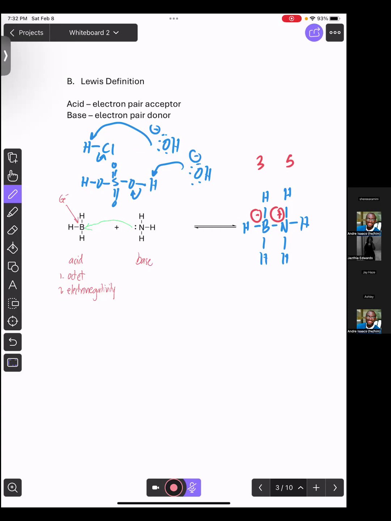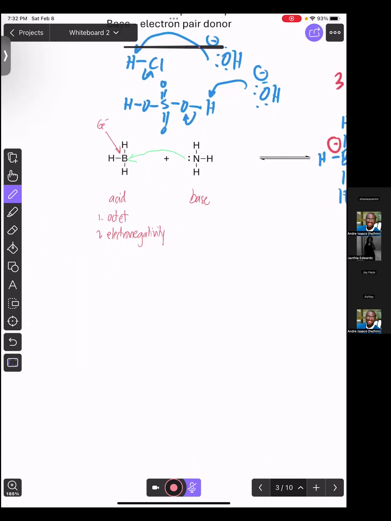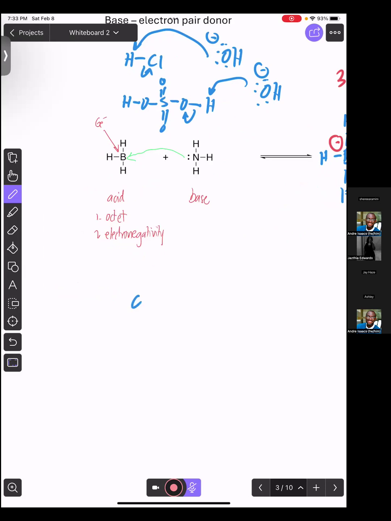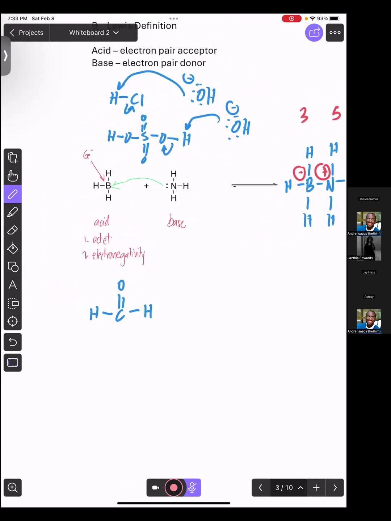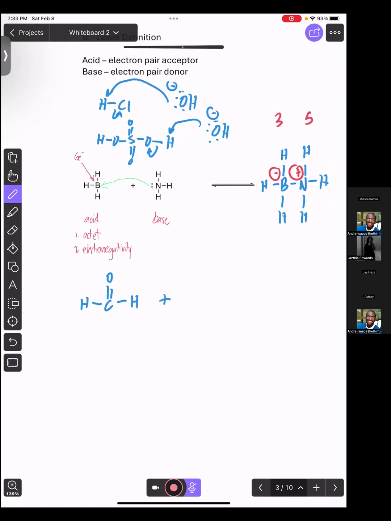I'm going to give you all a very, let's do a tricky one. Let's do something like this. Remember, you got to be careful about your H's. Your H's aren't always the acid. You have to look at the electronegativity difference between those atoms. I do have an electronegativity chart in the folder.